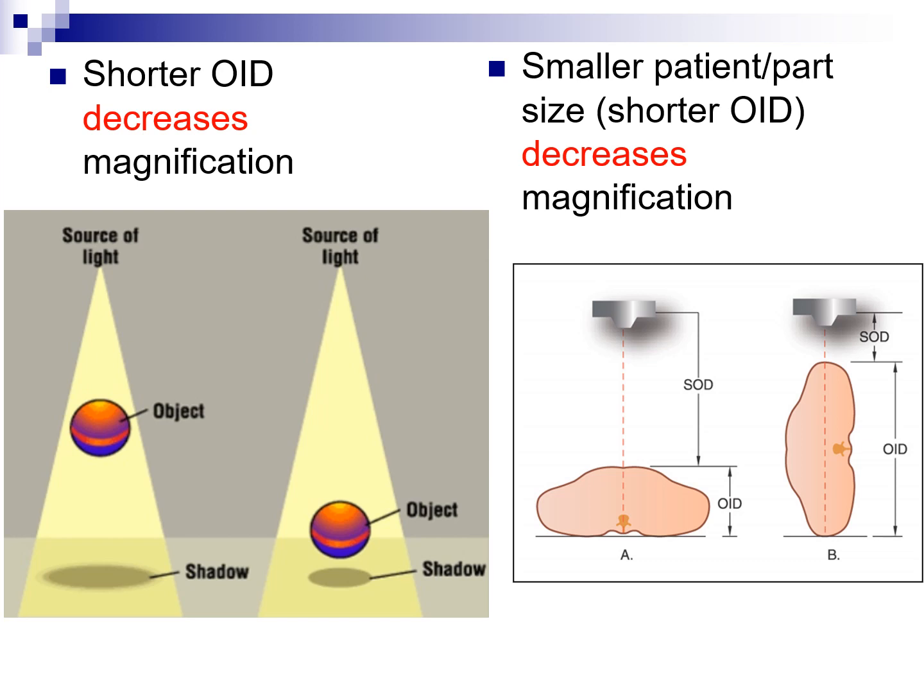A shorter OID decreases magnification. So looking at the shadow again, we can see how much smaller it is with a shorter OID. And the same thing happens with a smaller patient or part. It's going to decrease magnification.